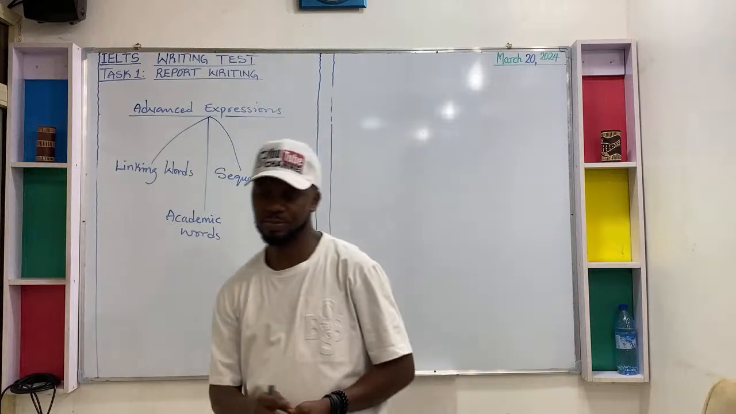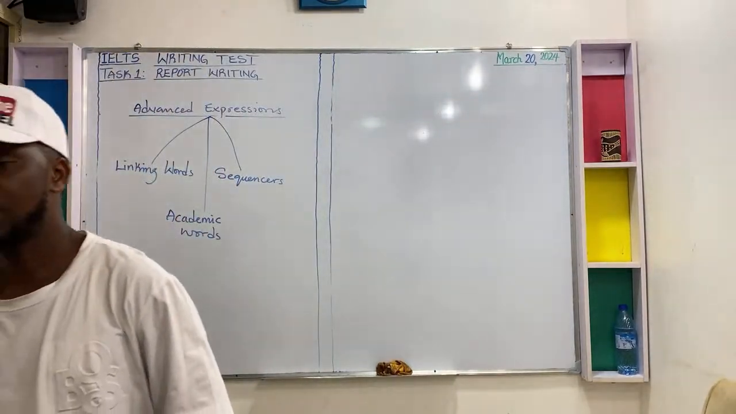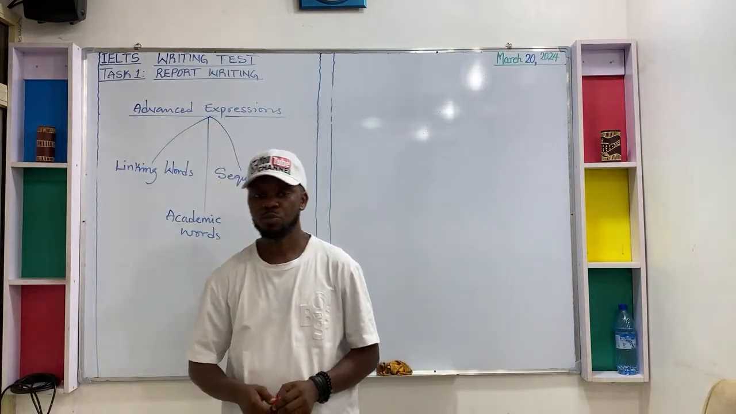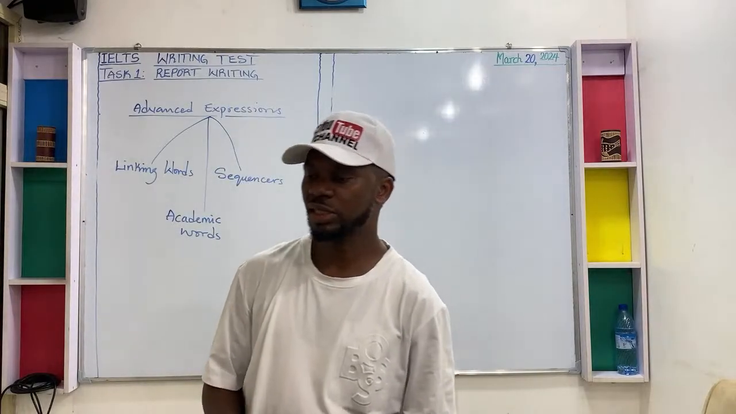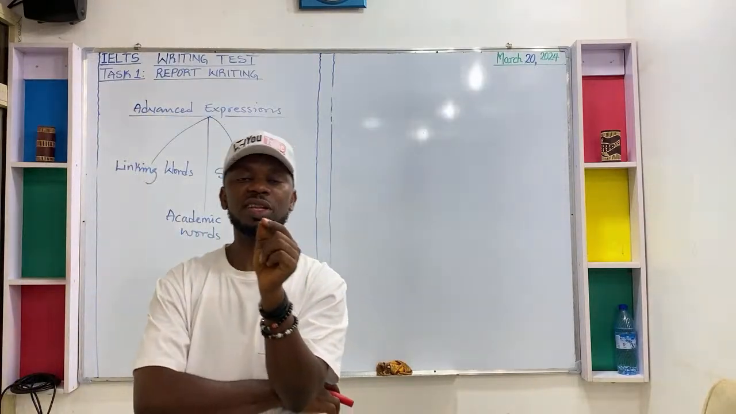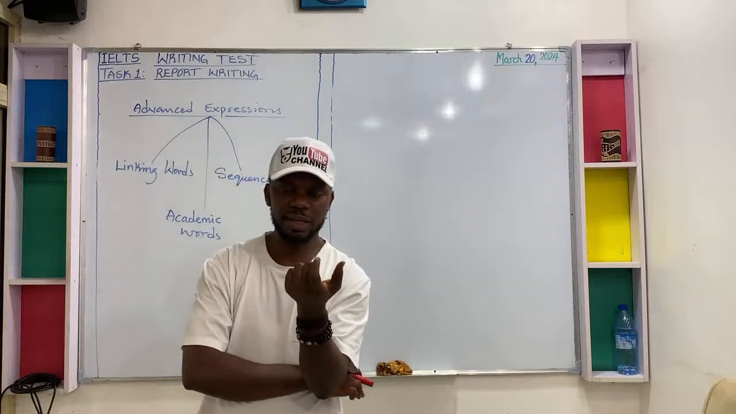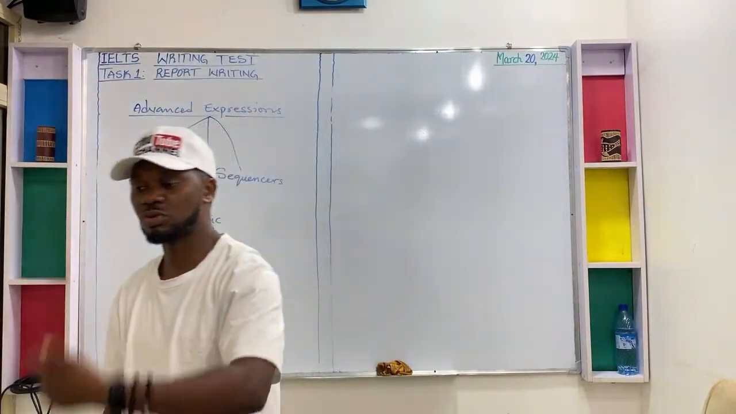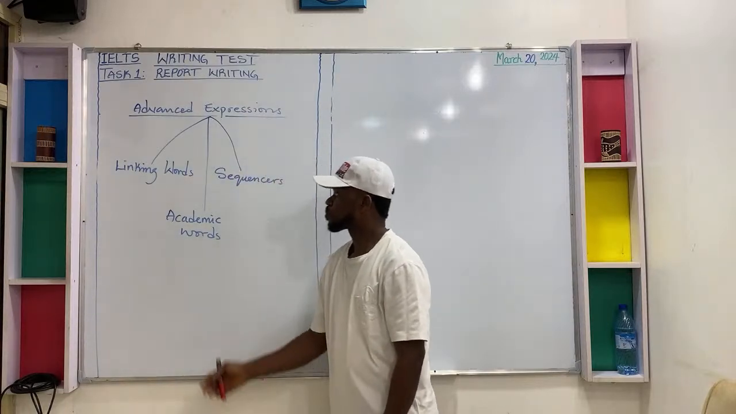Examples of sequencers would be first and foremost, furthermore, additionally, consequently, subsequently, nonetheless, notwithstanding, contrarily, summarily, conclusively, and in light of the above. These are examples of sequencers that you can make use of when you are writing your report. Is that taken? Okay. Now let's go to the last key.